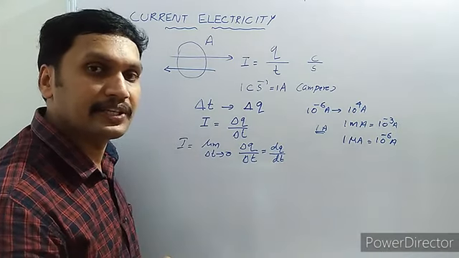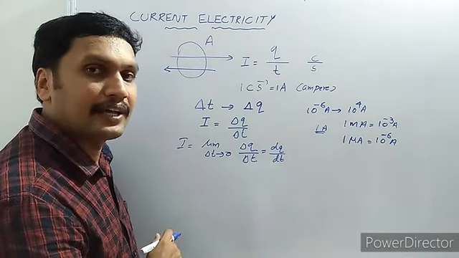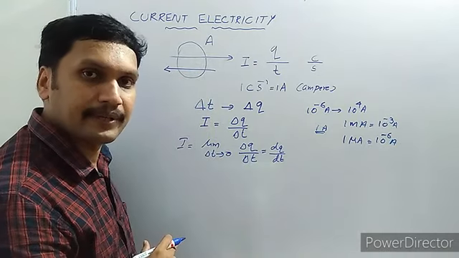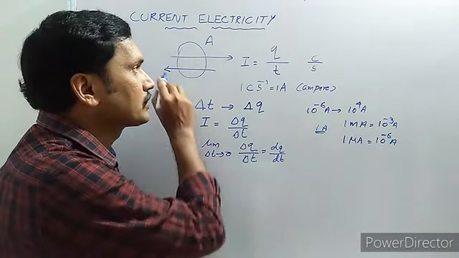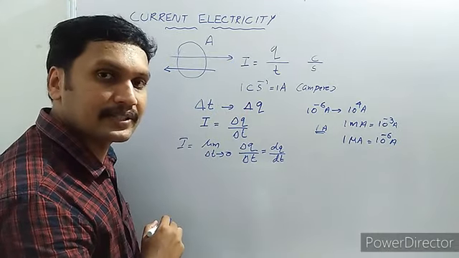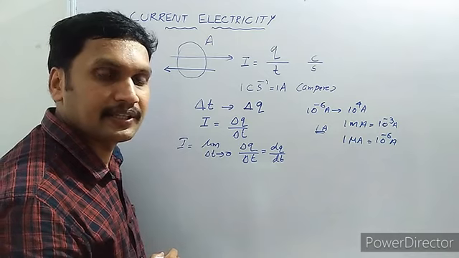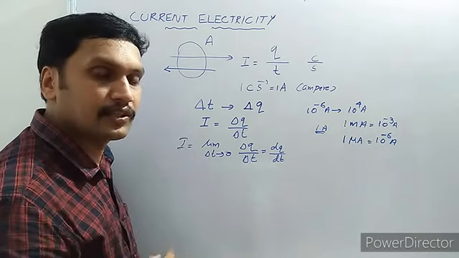But its SI unit is ampere, and the current through any area is said to be 1 ampere if 1 coulomb of charge passes normally through that area in 1 second. Then the current through that area is said to be 1 ampere.